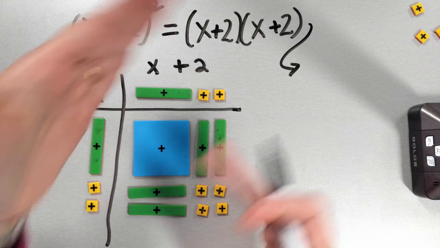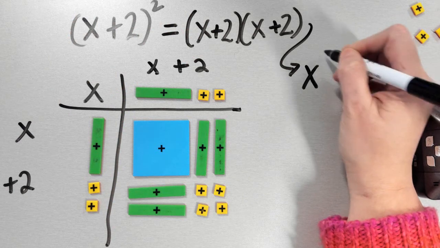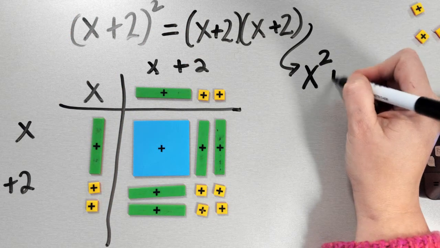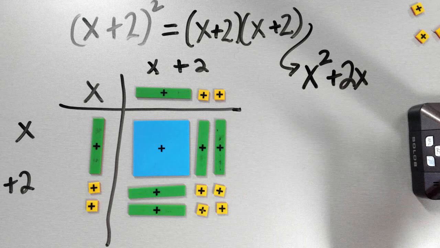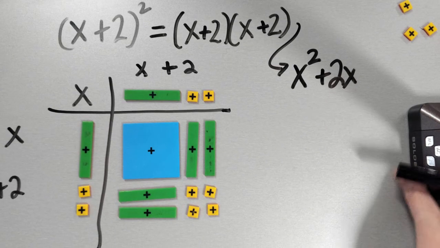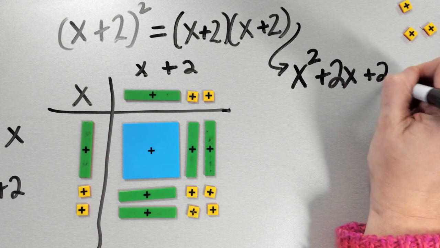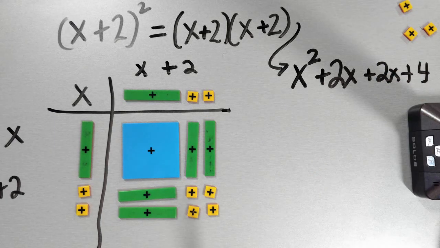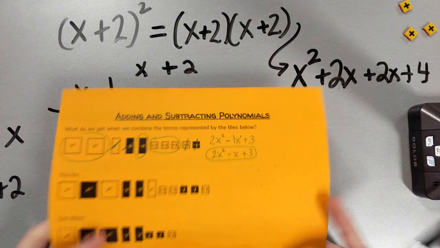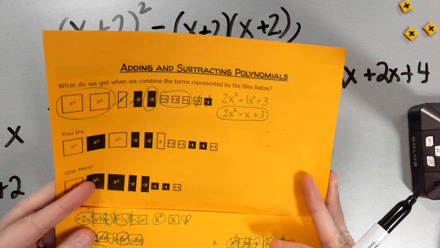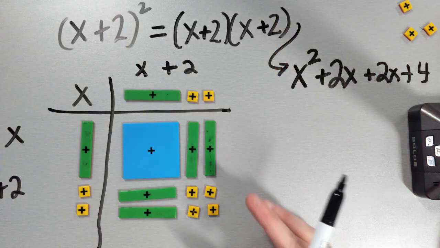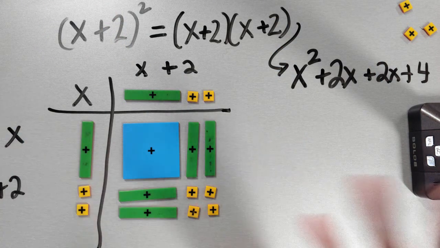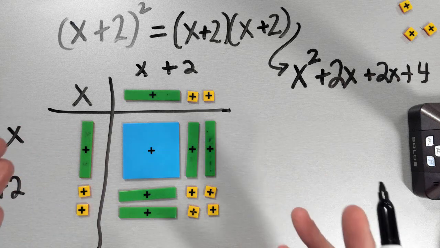I'm only looking inside here. I have an x squared, 2 x's, sorry, and then I've got 2 more x's and 4 1's, okay? So now just like I did before, I'm going to look and see if there are any zero pairs I can get rid of. Everything's positive, so I have no zero pairs, so there's nothing I can get rid of.